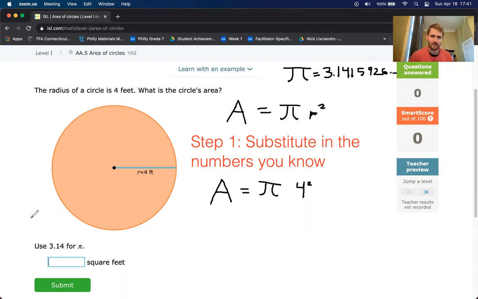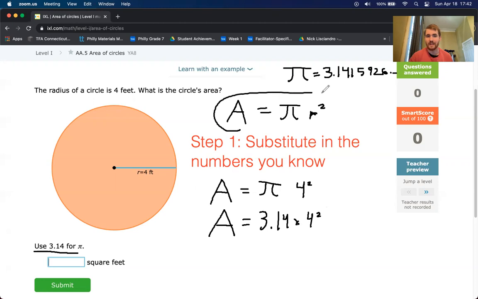Luckily, the problem tells you to use 3.14 for pi. So it tells you what pi is in this case. And that's pretty common. We usually round pi to the first 2 decimal places. So now instead of A equals pi times 4 squared, it's A equals 3.14 times 4 squared. So that was just taking the information we knew and substituting it into this formula here.